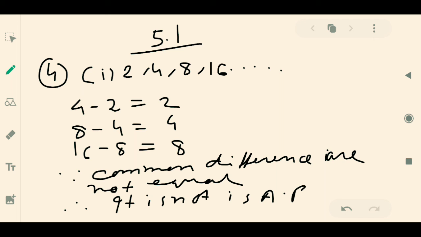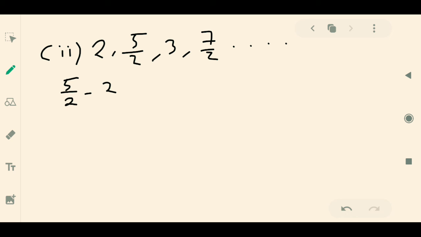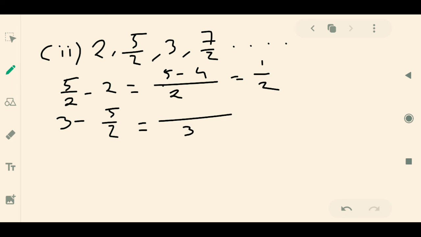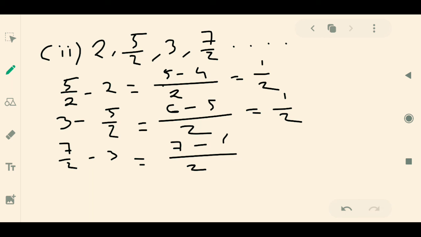If it is not in AP, we need not find 3 more terms. If it is in AP, then only we will find the next terms. So now, for the terms 2, 5/2, 3, 7/2, and so on: I'll check 5/2 minus 2, take the LCM, 5 minus 4, it is coming 1/2. Then 3 minus 5/2, take the LCM, 6 minus 5, yes, 1/2 coming. Then again 7/2 minus 3, take the LCM, 7 minus 6, 1/2 coming.